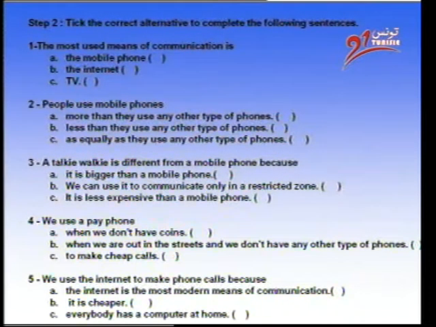Number 4, we use a payphone when we don't have coins, when we are out in the streets and we don't have any other type of phones, to make cheap calls. We use the internet to make phone calls because the internet is the most modern means of communication. It is cheaper. Everybody has a computer at home.